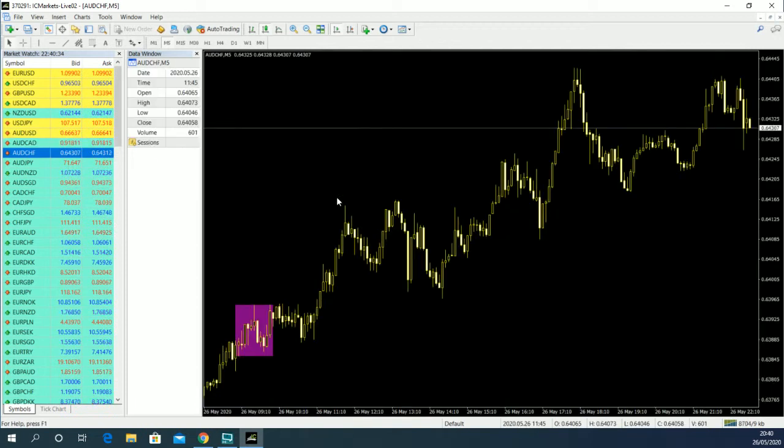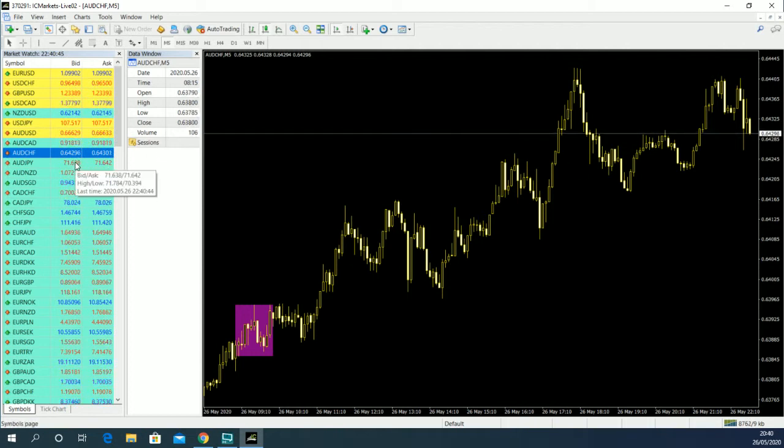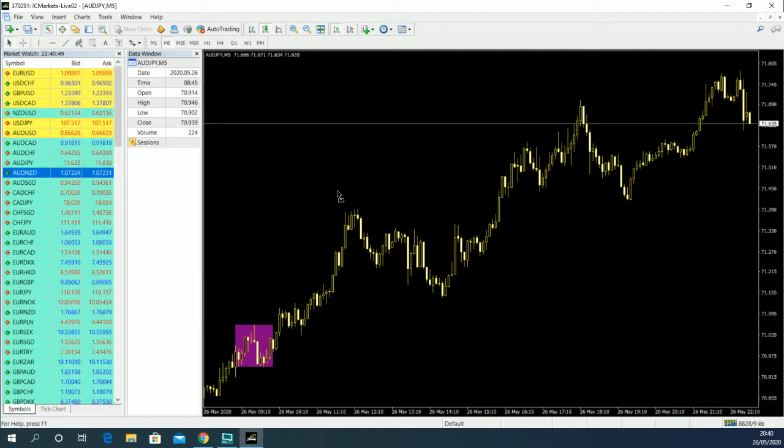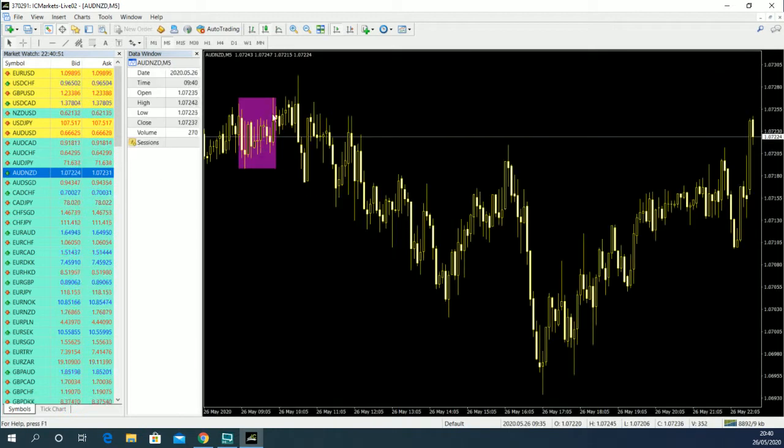Aussie Swiss, oh great stuff. Okay, let's stop there. Who wants to see something else? Okay, Aussie Japanese yen, oh wow. Aussie Japanese yen. Aussie New Zealand. Even with this setup, it's still a great trade.